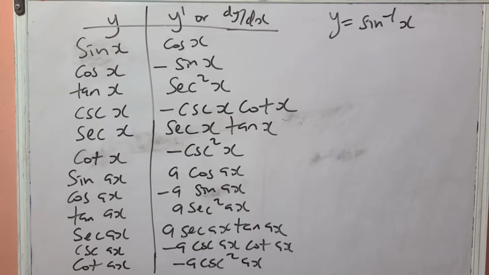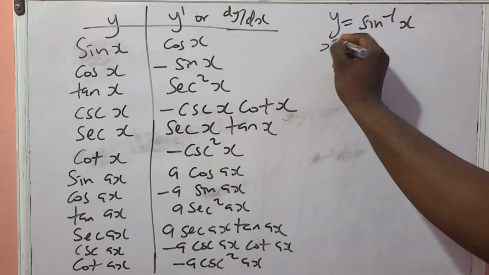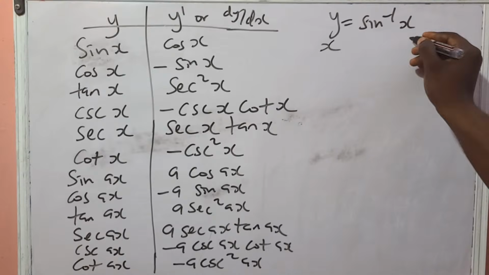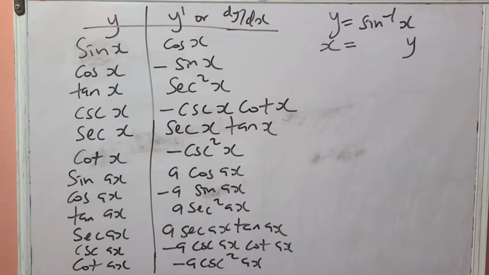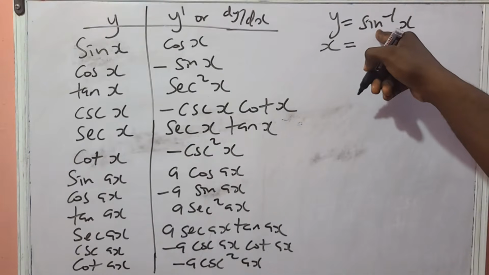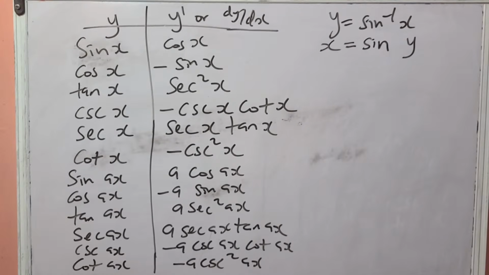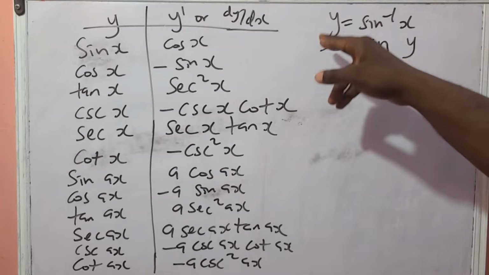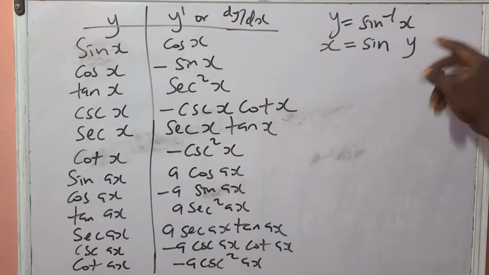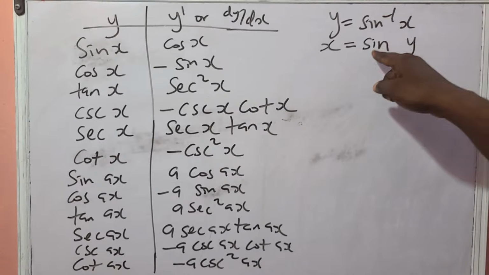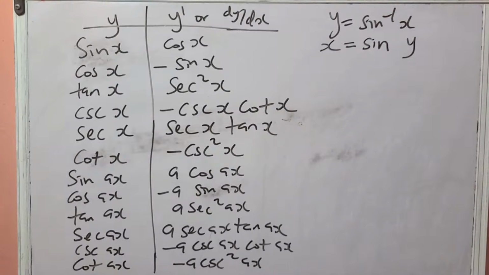So in this case now, that means I'll be having x. The second thing you will do, as you are swapping that, is that you will not bring in arc sine here. You will just put sine. So let's look at step 1 and step 2. Step 1, you swap x for y, you swap y for x. Then instead of writing arc sine, you just write sine. So that means x equals sine y.